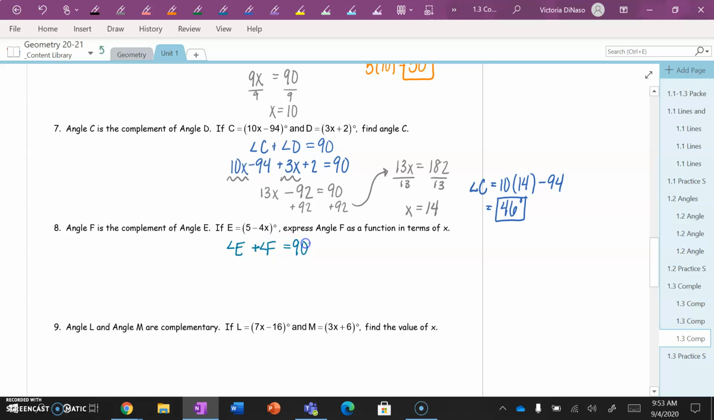equals 90 degrees. So if I want to express this angle F as a function in terms of x, what I'm going to do is subtract angle E from each side. So we have angle F equals 90 minus angle E. Now I'm going to take angle E, we're going to input it right here.